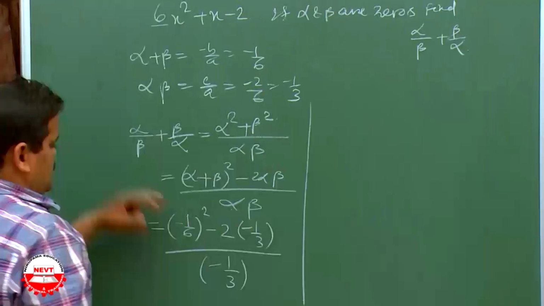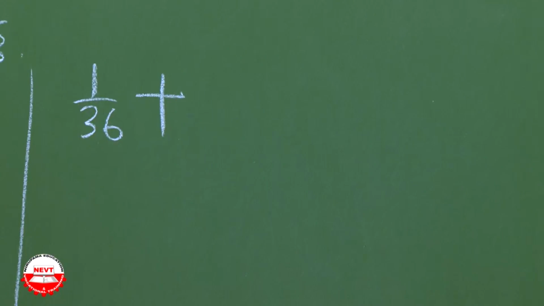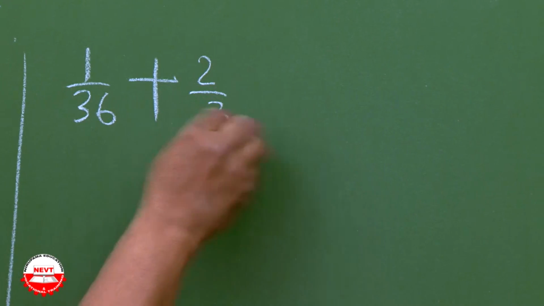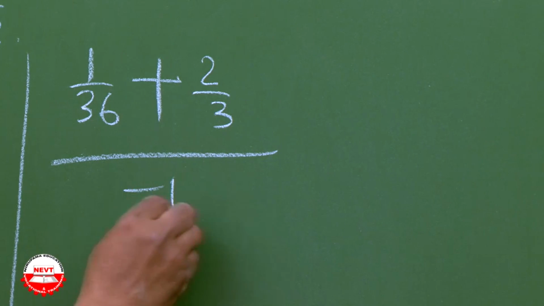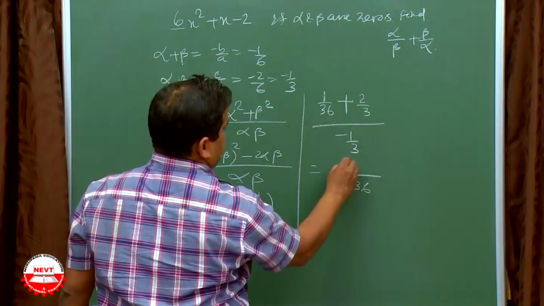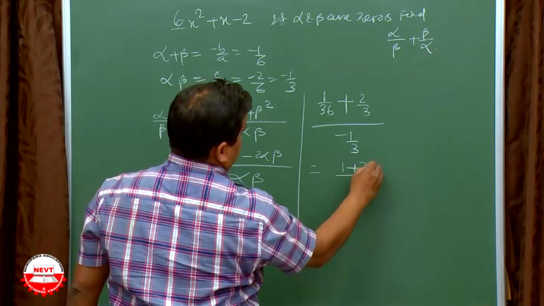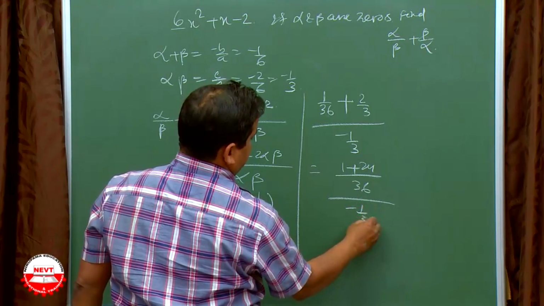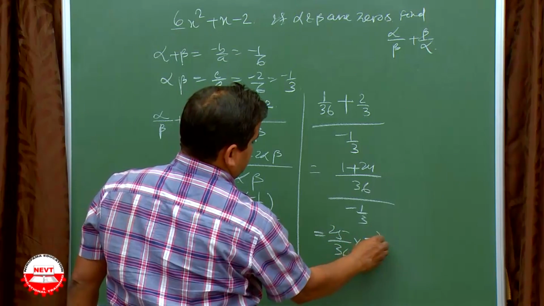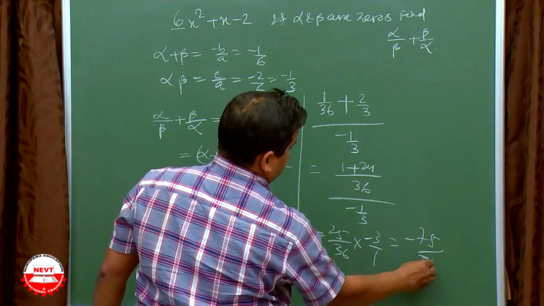It's okay. So minus 1 by 6 whole square means 1 by 36, plus 2 by 3, divided by minus 1 by 3, is equal to, if you take 36 as LCM, it is 1 plus 12 into 2, 24, by minus 1 by 3, is equal to 25 by 36 into minus 3 by 1, which is equal to minus 75 by 36. It's okay?